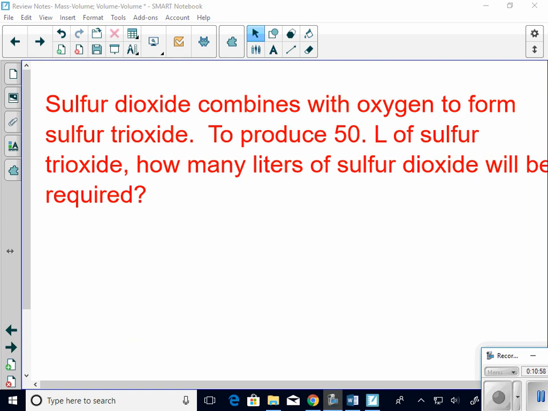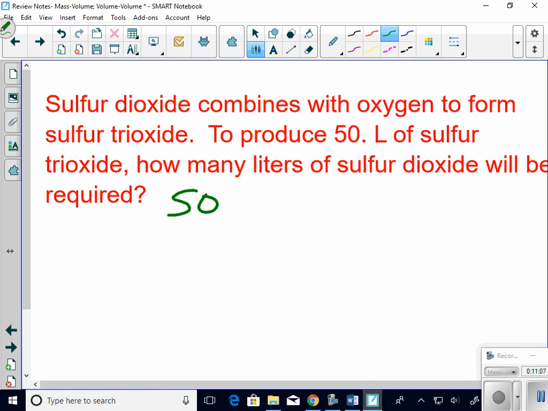Sulfur dioxide combines with oxygen to form sulfur trioxide. Balancing this out, if I put a 2 here and a 2 here, it should be balanced.